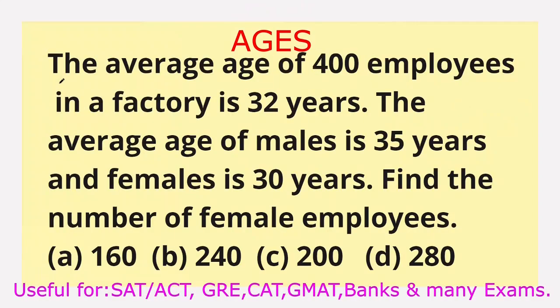Our question is: the average age of 400 employees in a factory is 32 years. The average age of males is 35 years and of females is 30 years. Find the number of female employees. The given options are option A 160, option B 240, option C 200, option D 280.